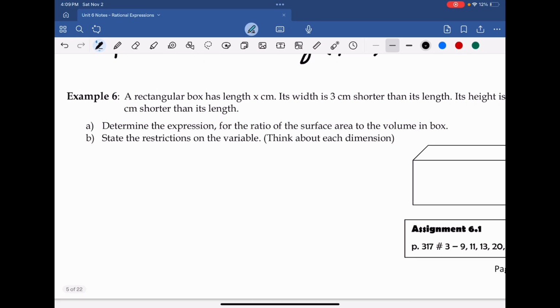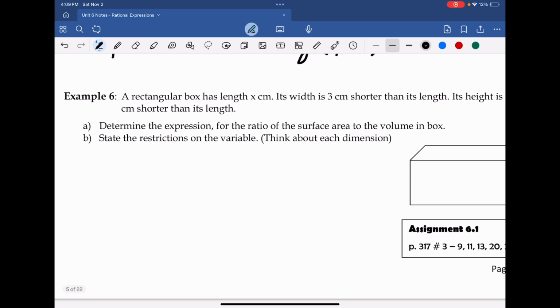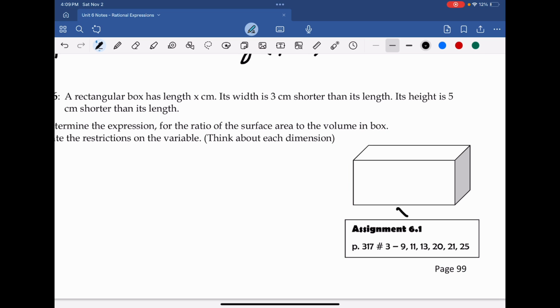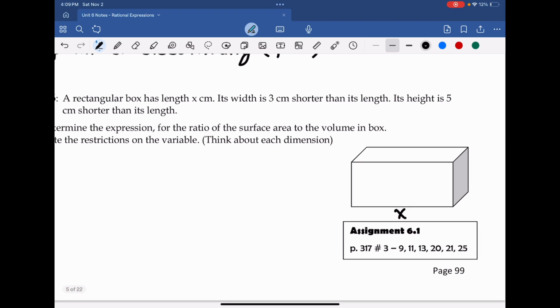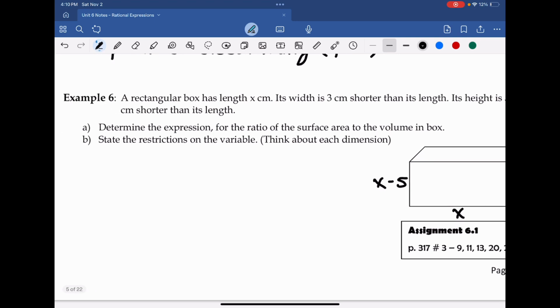We go into example 6, which says that a rectangular box has a length x. So I'm going to put x down here on the box. It says that its width is 3 centimeters shorter than its length. So over here, I'm going to go that this is x minus 3. They then say the height is 5 centimeters shorter than the length. So I'm going to write this as x minus 5. Perfect.